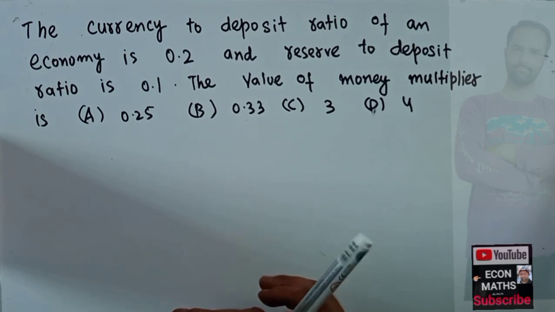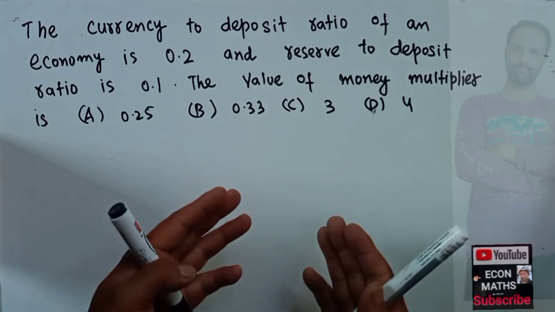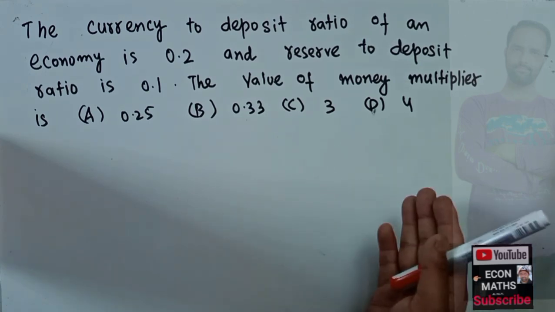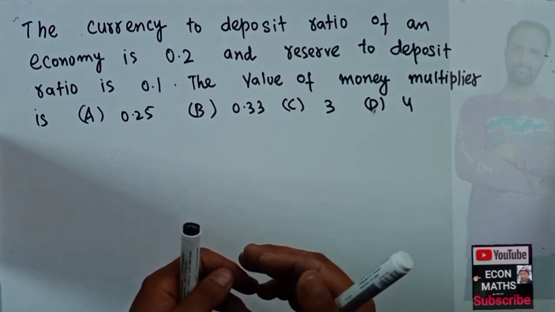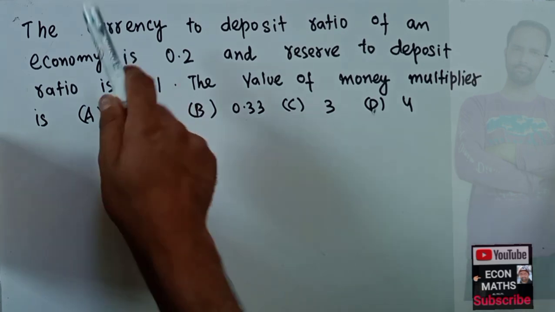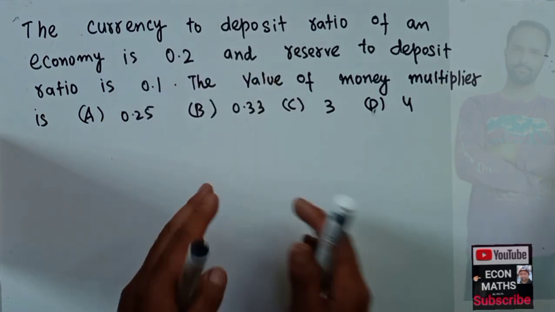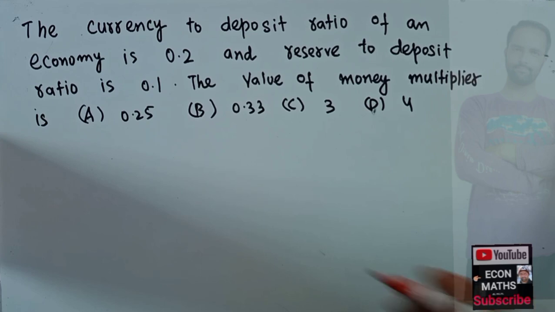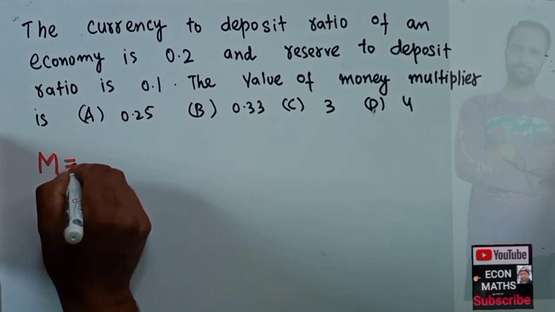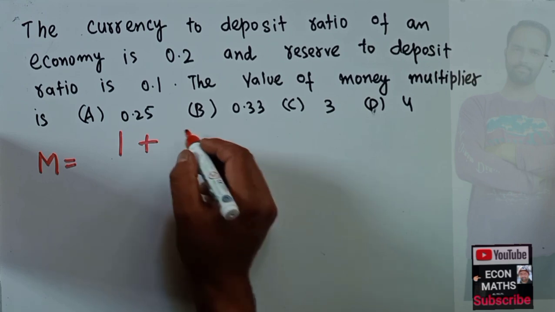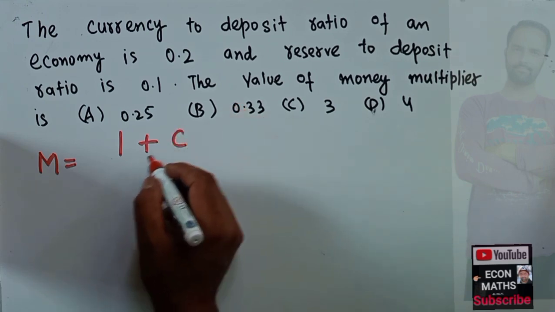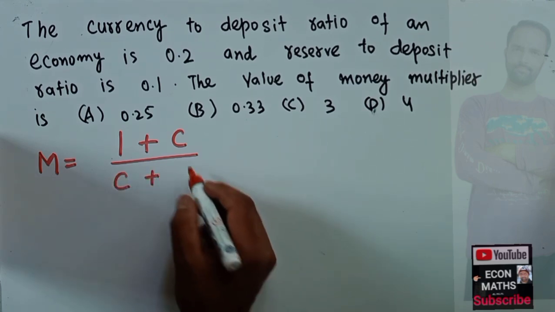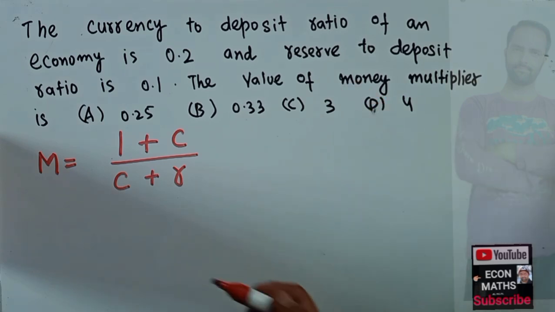The question is, the currency to deposit ratio of an economy is 0.2 and the reserve to deposit ratio is 0.1. The value of the money multiplier is, options are being given, we need to find out the correct option. By money multiplier we mean the factor by which an extra dollar of excess reserves will increase the money supply, and this money multiplier is a function of the currency to deposit ratio and the reserve to deposit ratio. It is given by 1 plus currency to deposit ratio divided by currency to deposit ratio plus reserve to deposit ratio.